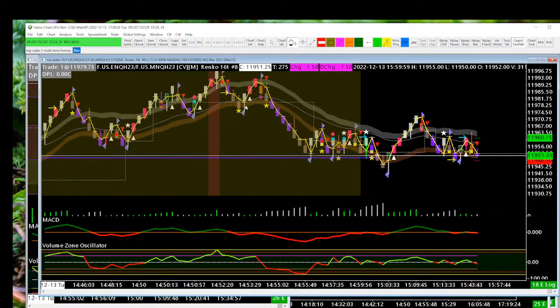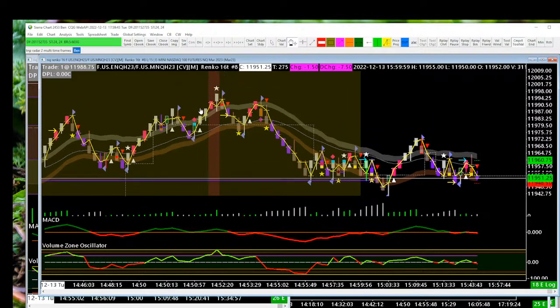Okay, so we need black and green dots basically lining up with each other. So here's a black dot. Gets trapped, comes back in short. Black dot.